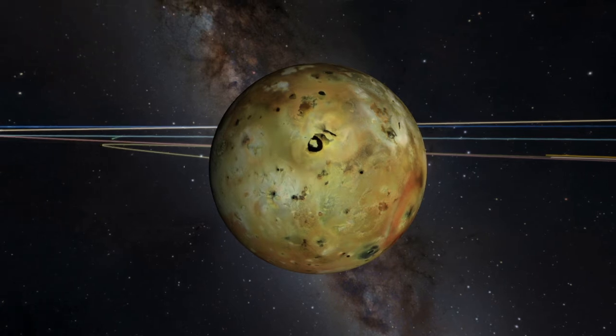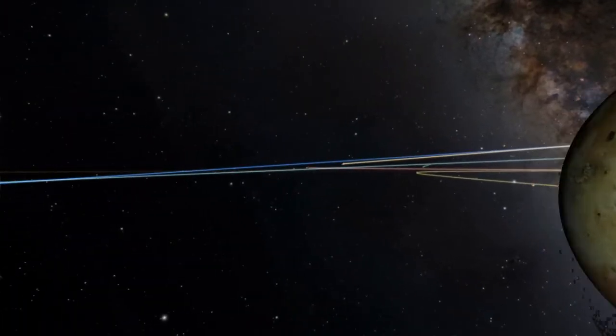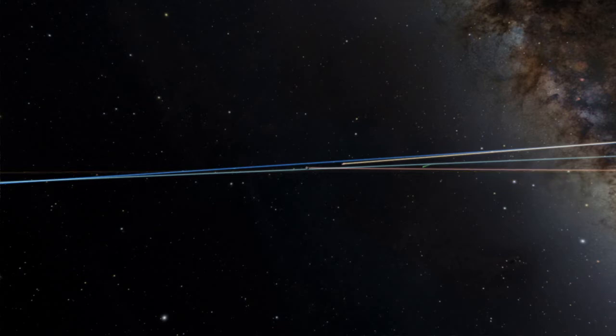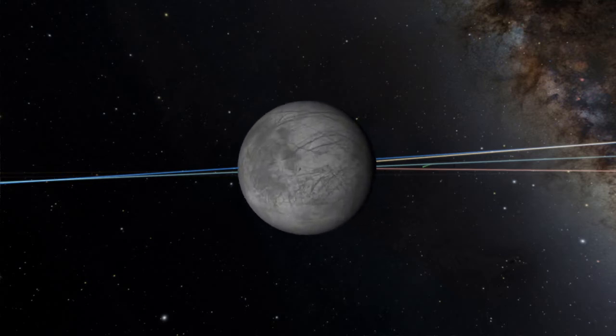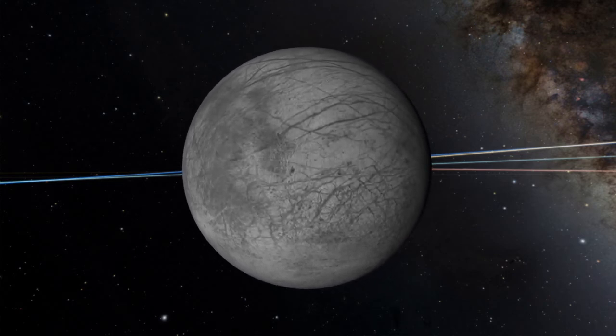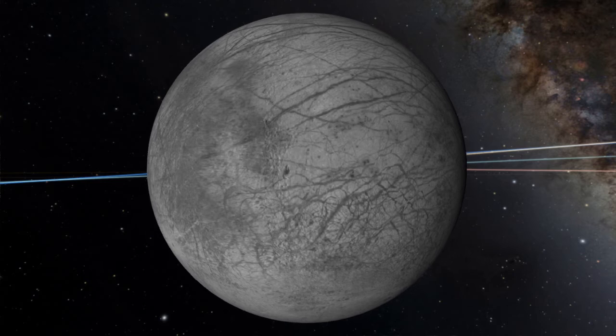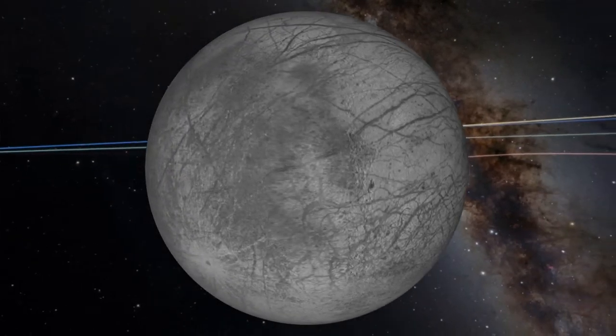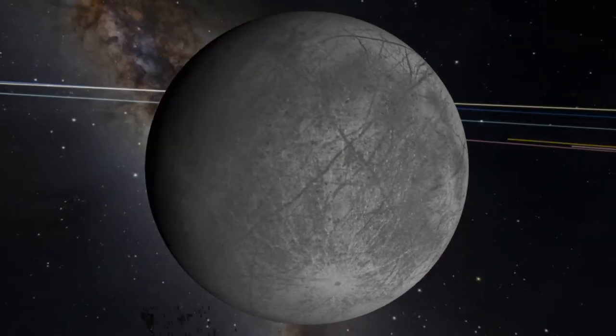Now, the other of the Galilean moons that I want to show you is Europa. So if Io is the land of volcanoes, Europa is the land of ice. Because covering the surface of Europa is a shell of frozen water ice.